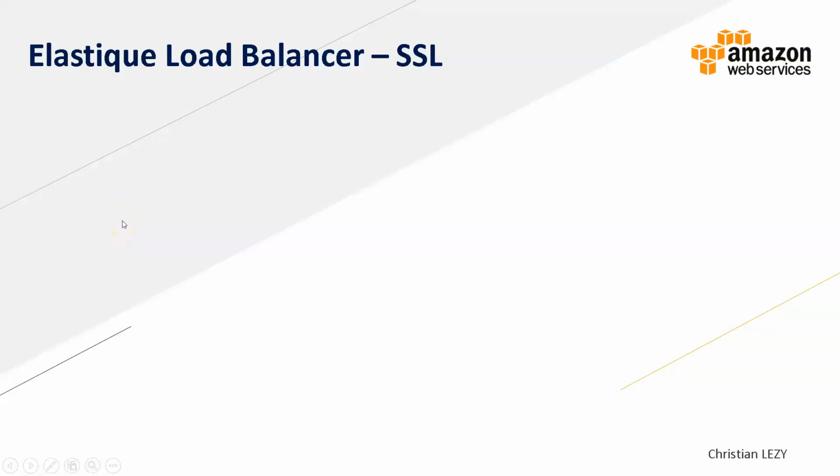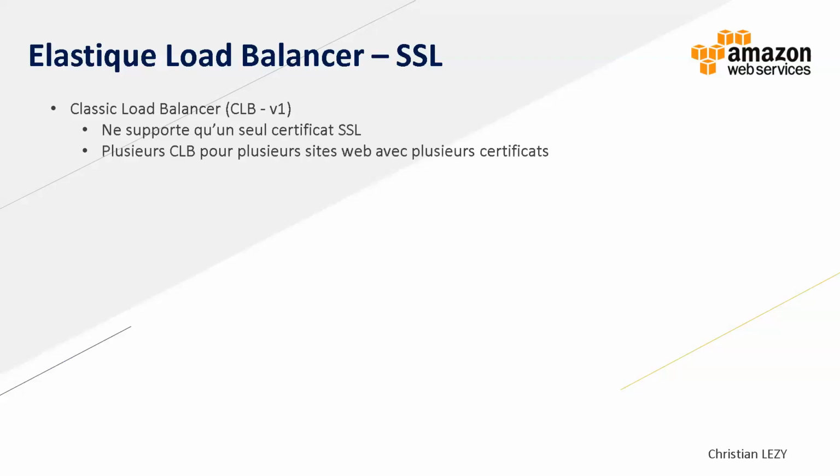Now about Elastic Load Balancer and SSL. Here we're going to talk about all our load balancers. So we have the CLB, which is version 1. It only supports one SSL certificate, and if you want to publish several websites, we'll need several CLBs with several certificates, one for each website.